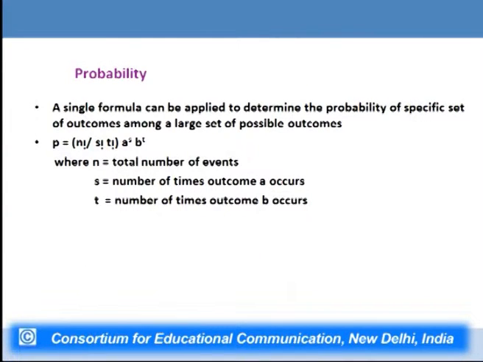Now, a single formula can also be applied to determine the probability of a specific set of outcomes among a large set of possible outcomes, and it is basically P = n! / (s! t!) × a^s × b^t, where n is equal to the total number of events, s is equal to the number of times outcome A occurs, and t is equal to the number of times outcome B occurs.